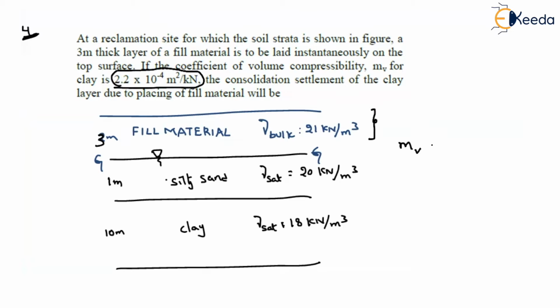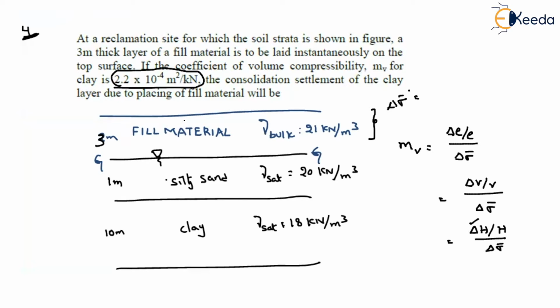If you recall the formulas, we can write it as delta e by change in effective stress, or delta V by change in effective stress. As the cross section is constant, we can also write it as delta H by H divided by the change in effective stress, delta sigma dash. Here delta H is nothing but the settlement. Then what about the change in effective stress? Effective stress is changed because of this fill material.